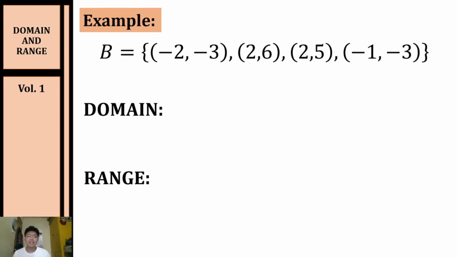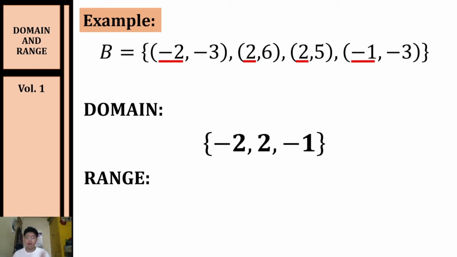Okay, let's have another example. So for example, we're given set B and we are given a set of ordered pairs. Now let's identify the domain and range of this set B. In getting the domain, we will get the x-coordinates of our ordered pairs. So we have -2, 2, 2, and -1. So our domain will be -2, 2, and -1. Take note that we only have 3 elements in our domain because 2 repeated already. One rule in writing a set, we do not repeat the same element.